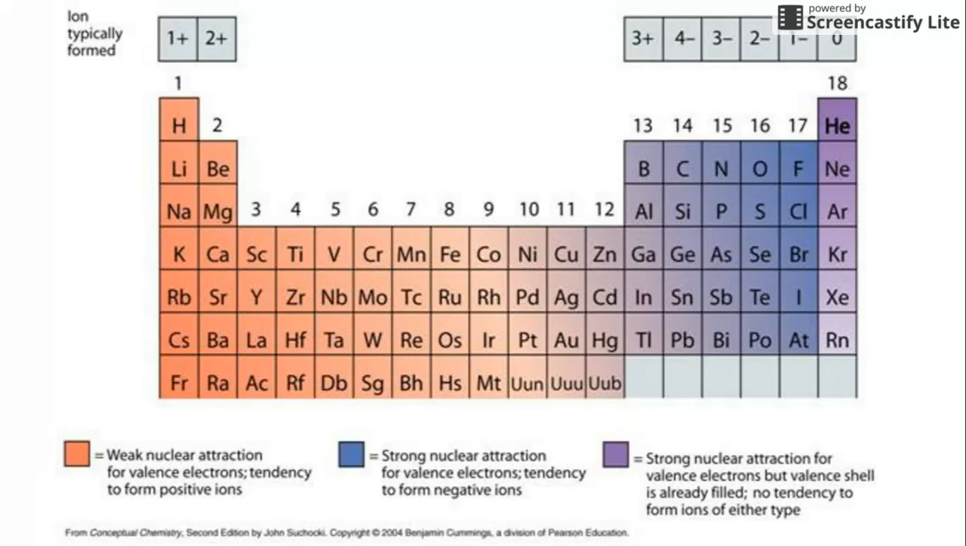And then we have this purple area, which is that last group there on the end. These don't have a tendency to form ions of either type because that group happens to have a completely full valence shell, or the outermost shell has all of the electrons it possibly can, and it holds on to those really, really tightly. So it doesn't gain or lose electrons very easily.